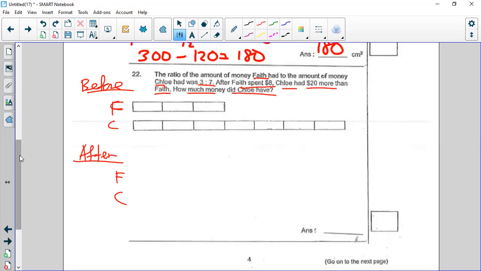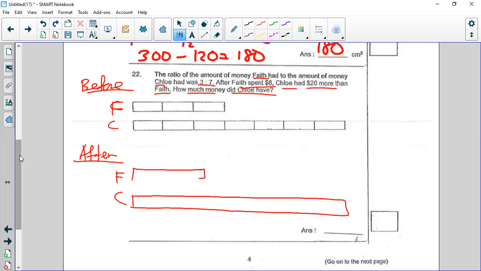All right, she didn't spend money. So you draw her rectangle the same. And Faith spent $8. So you just draw her rectangle a little bit shorter, right? And this is the $8 that she spent, which is gone. And then cut into what you see above, something like that. And how much money did Chloe have, which is unchanged? So Chloe, no change, question mark.